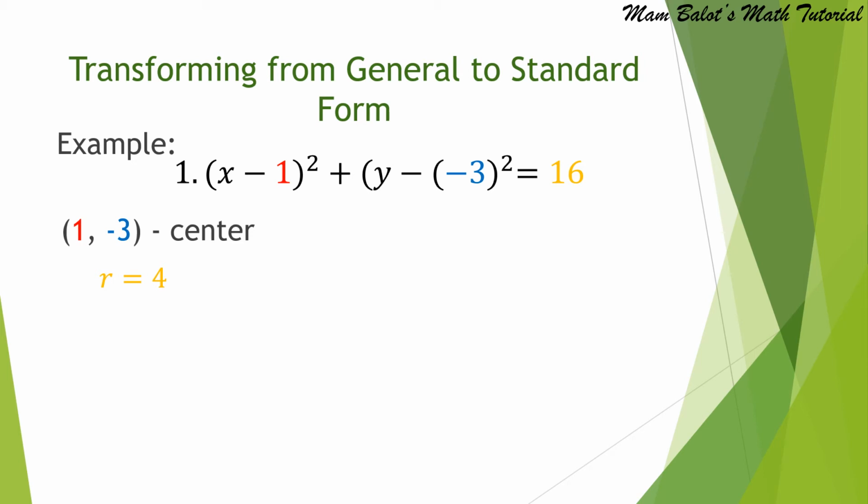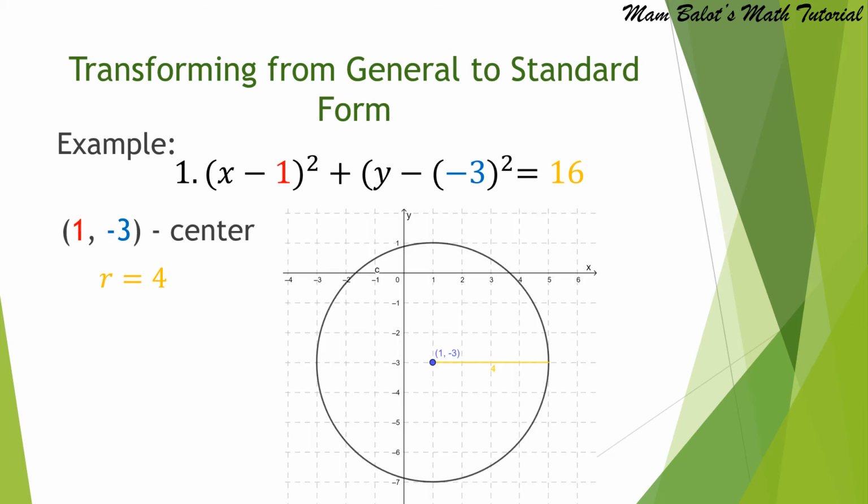So if we illustrate that one into our Cartesian plane, we can have this figure. There, observe that the center is at the coordinates 1, negative 3, and the radius, which is colored in yellow there, is 4.